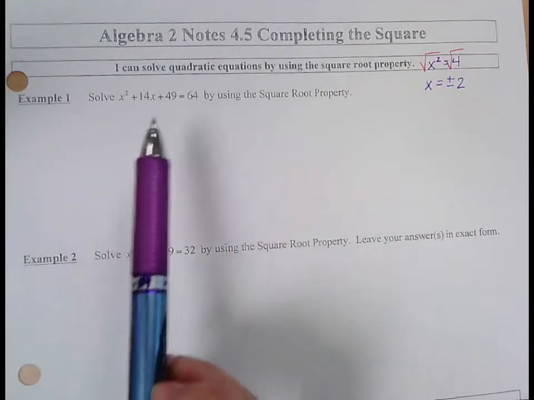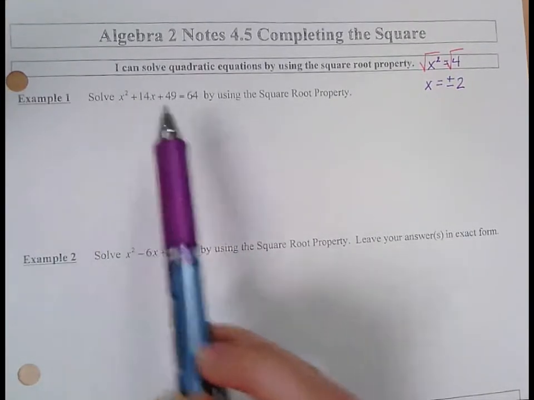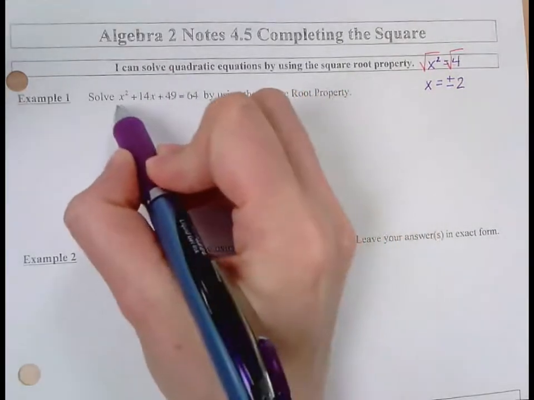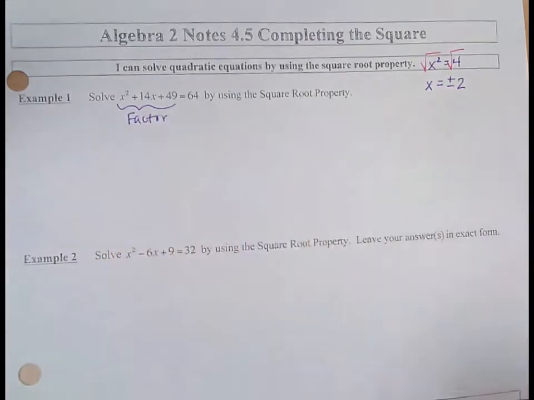So the way I'm going to have you work through example 1 is you're going to start out not rearranging anything. You're going to leave the equation exactly the way that it is, and we are going to factor the left side. I know typically when you factor, you get one side equal to 0. We're not going to in this case. You'll see why. So we're going to factor x squared plus 14x plus 49.